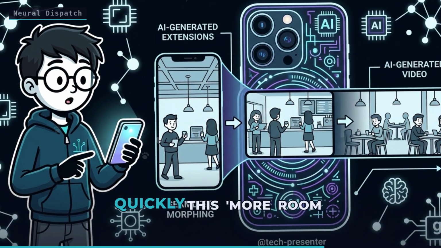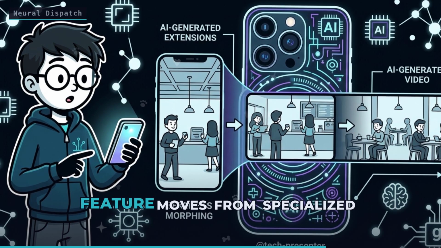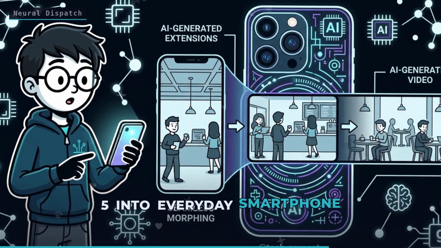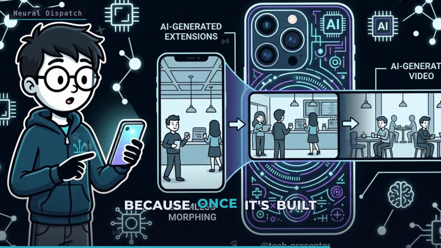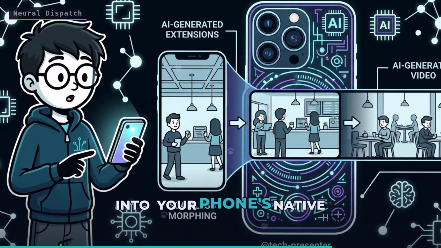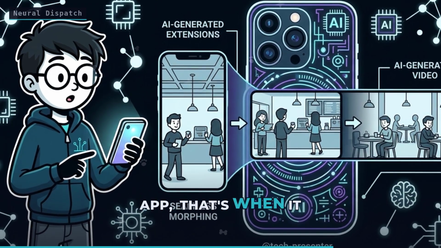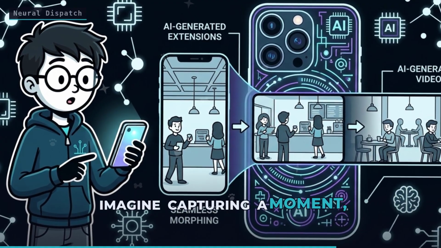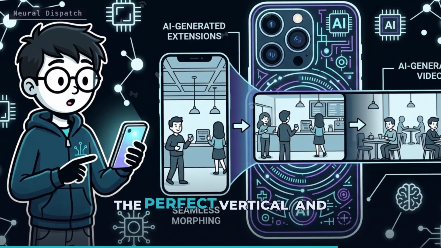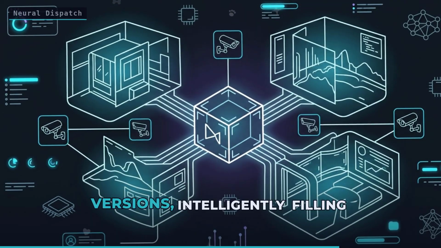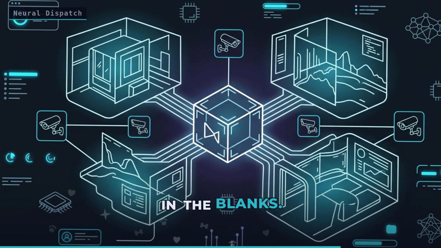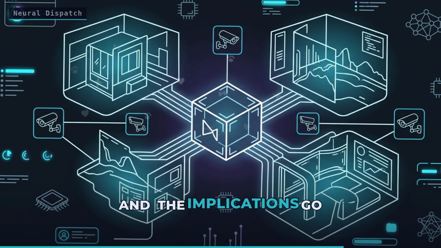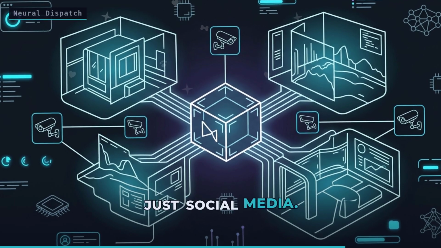What to watch for next is how well these generated elements hold up under scrutiny, especially with faces and human movement, and how quickly this more room to move feature moves from specialized tools like Seedance 2.5 into everyday smartphone cameras. Because once it's built directly into your phone's native camera app, that's when it truly becomes ubiquitous. Imagine capturing a moment, and your phone automatically gives you the perfect vertical and horizontal versions, intelligently filling in the blanks. That's the real future this update hints at, and the implications go far beyond just social media.